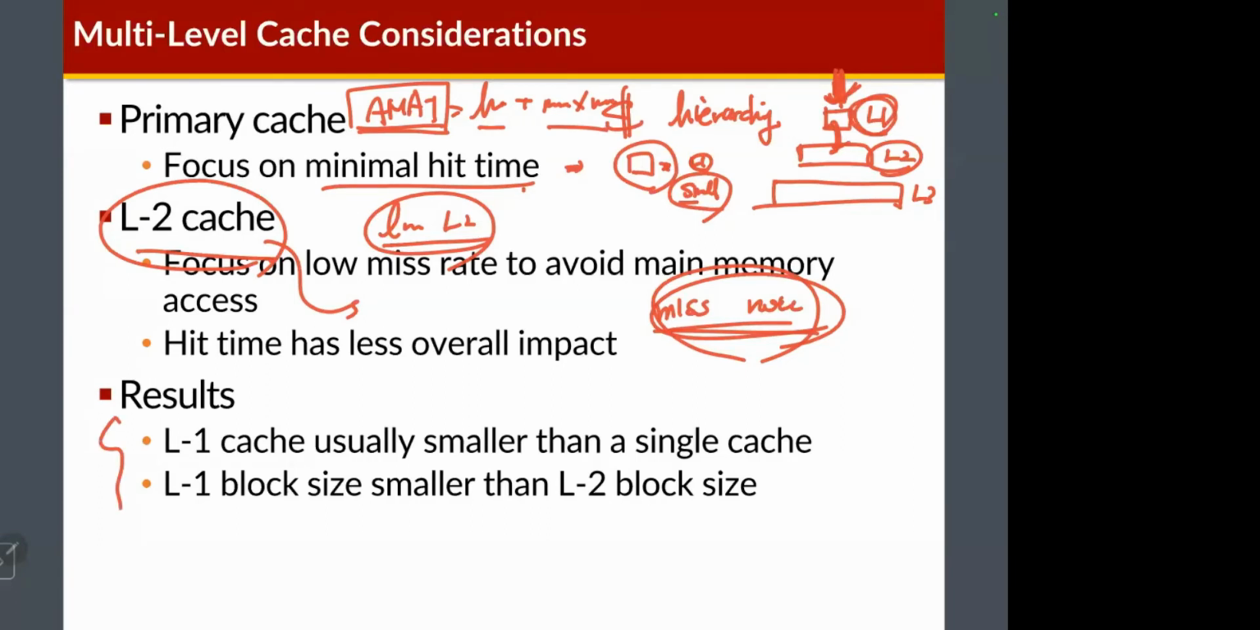So usually we configure the L1 cache size smaller compared to the L2, and then the L1 block size is smaller than the L2 block size.